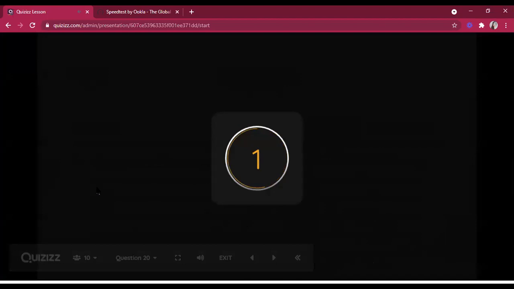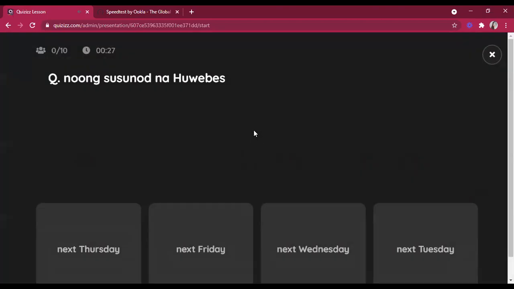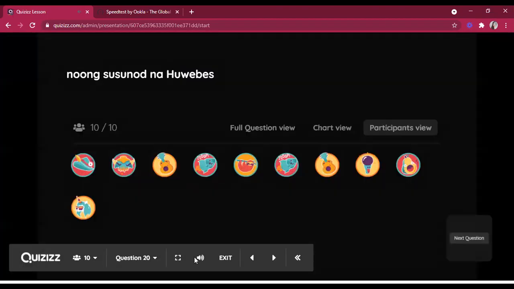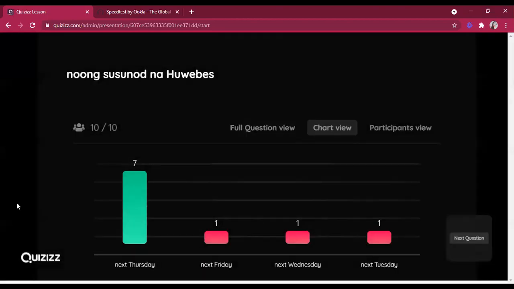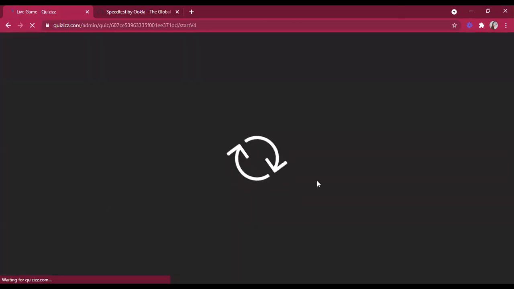Next, last question, number 20. Noong Huwebes. What is it? Last Friday, next Wednesday, or next Tuesday? Noong susunod actually means next. Huwebes, what is Huwebes? Huwebes is Thursday. We'll use the same vocabulary words that we had, we answered with this one. I'm gonna use it for our lesson next class.